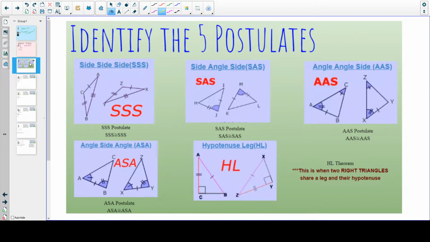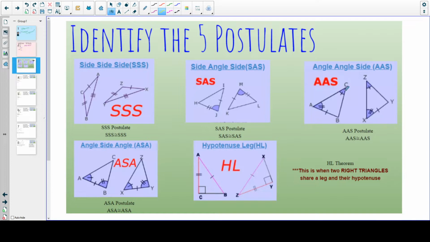So there's 5 ways. The first way is side, side, side. That means if all 3 sides of one triangle correspond to another 3 sides of another triangle and are congruent, then both triangles are congruent. In this one, side angle side postulate, if you have 2 sides of one triangle congruent to 2 sides of another, and an angle in between those sides are also congruent, then both triangles are congruent. We call that the side angle side postulate.